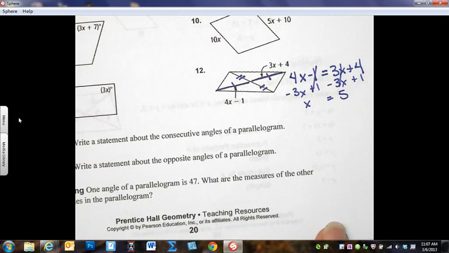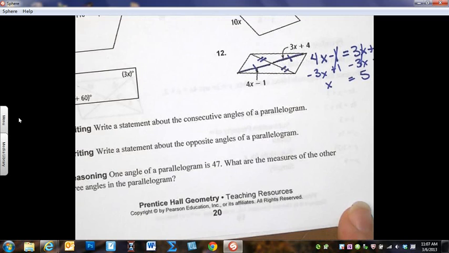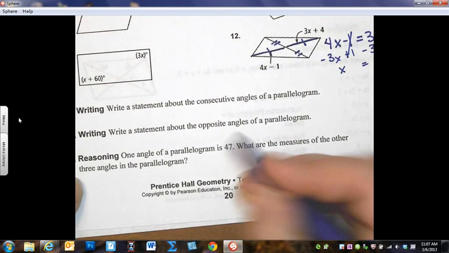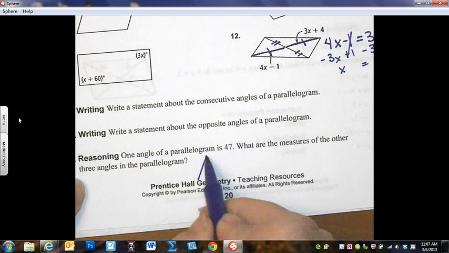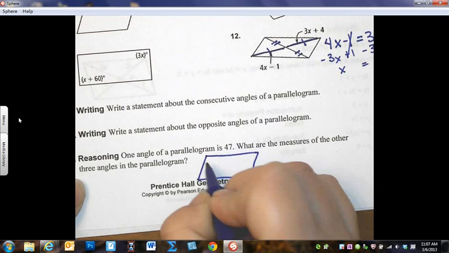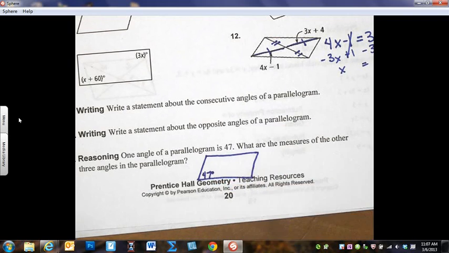Now I do want you to take a shot at 13 and 14. And in 15, I want you to make sure you draw a picture. And we're just drawing a parallelogram. I know one angle is 47 degrees. Can you find the rest? Well, you can, but I want you to think, how would I do that? Look at your pictures on your tab and see what you would actually do.